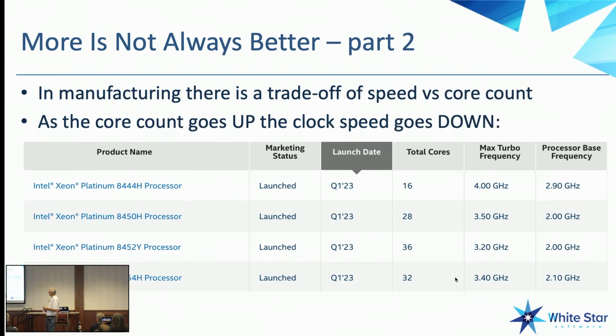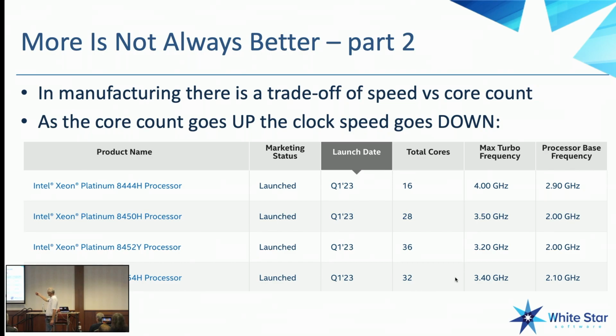In manufacturing, there's a trade-off. So when Intel or AMD or ARM or somebody is putting together a new chip, they make a trade-off for the core speed versus the number of cores that they can put on that chip. The more cores you have, the slower they're going to run. So if you go out and buy a 24-core CPU, it's going to be slower than an 8-core CPU from the same family and the same generation of those chips.